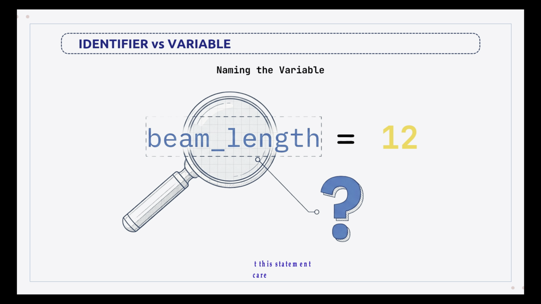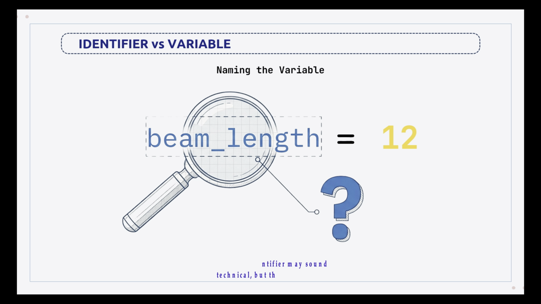Look at this statement carefully. beam_length = 12. We already know variables store data, and variable names should be meaningful and readable. But now an important question arises. What exactly is the technical name for the text beam_length in Python? This name is technically called an identifier. So today we will be learning about these identifiers in detail.